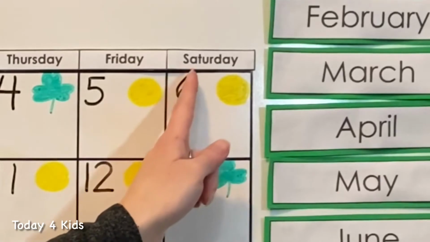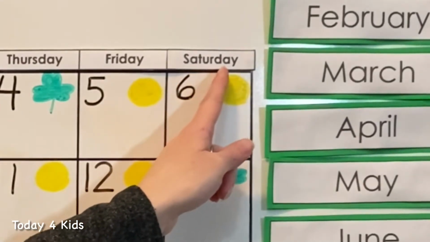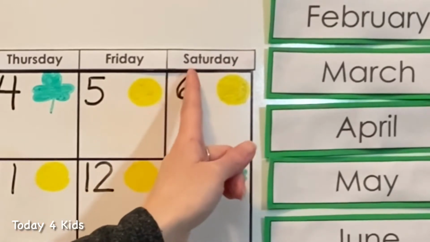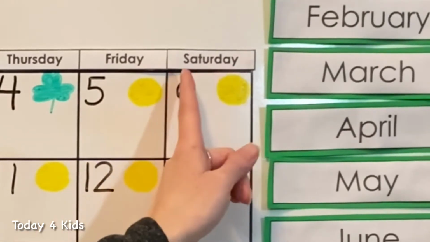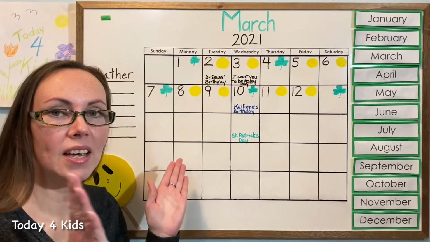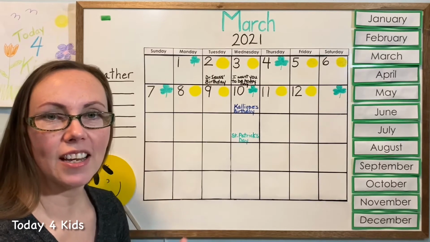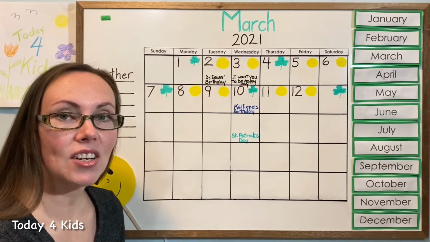So Saturday, Saturday. Saturday has 3 syllables. Will you clap them with me? Saturday. Good job. Let's do it one more time. Saturday. Excellent. Let's put Saturday into our agenda.